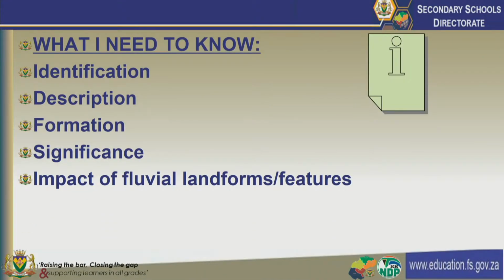Now, what is it that you need to know as a grade 12 learner on this topic? What are the most important things that you need to know? It's important for a geographer to know how to identify these fluvial landforms. You need to describe them, and you also need to know their formation. How are these landforms formed? And what is their importance, the significance of these landforms and the impact of these fluvial landforms or features.